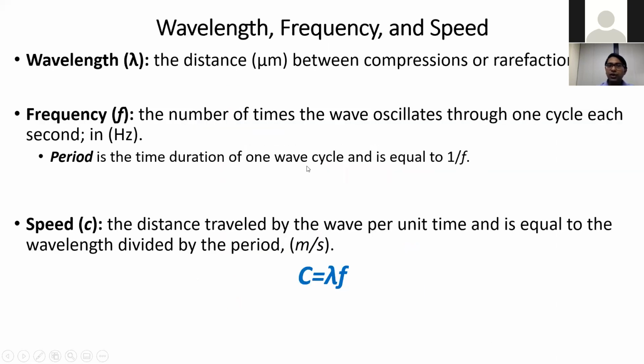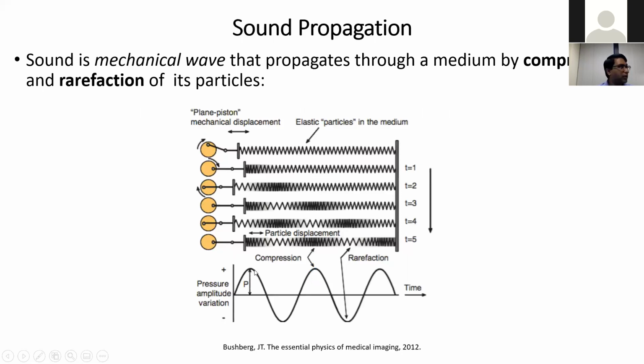With sound propagation, there are three important terms that are associated. One is the wavelength of the sound wave that's traveling. The wavelength is basically defined as the distance between compressions or rarefactions. So if I go back here, can you see my mouse?